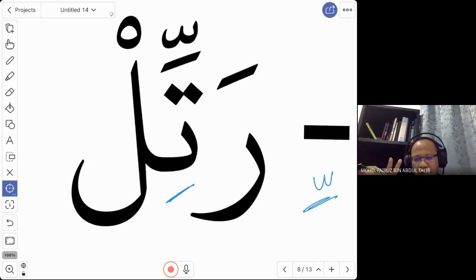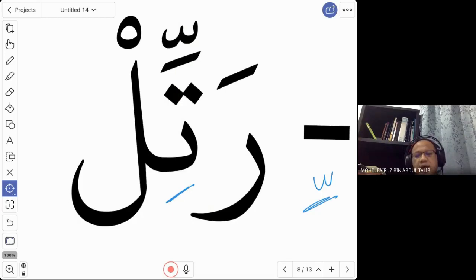There are two ways of writing this. First, you put it under the letter ta. Second, you put it below the shadda immediately. When you are typing using your computer or your phone, they will automatically produce this. Handwriting is up to you. You can use this or you can use this.